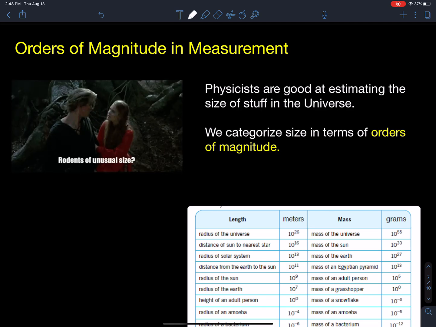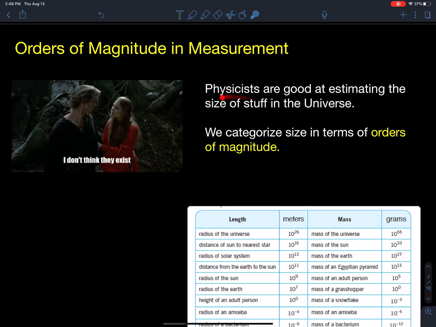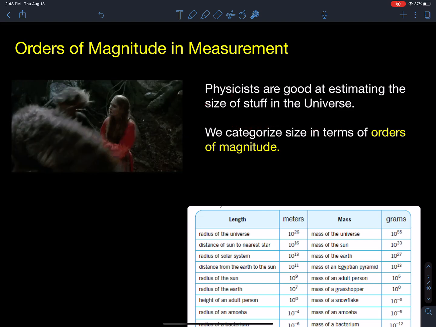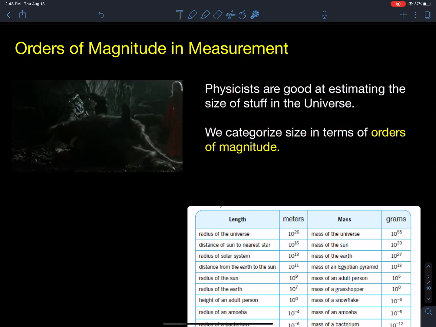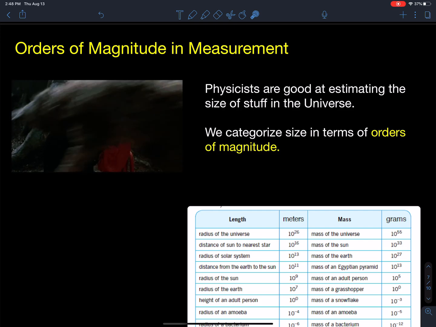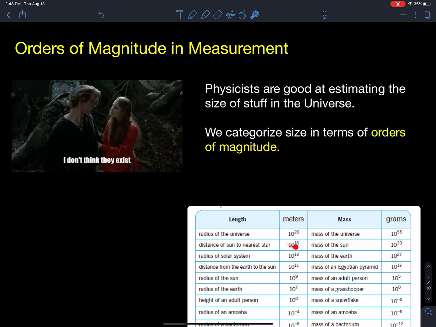As physicists, we are very good at estimating the size of stuff in the universe, or we think. As you've seen, this is from a movie called The Princess Bride, one of my favorite movies, with rodents of unnatural size. So we categorize size in terms of orders of magnitude, and we did a little bit of that practice. Instead of saying something is about 1.2 meters or 5.8 meters, we would say what range in meters it is. And the classification of range is based on scientific notation.